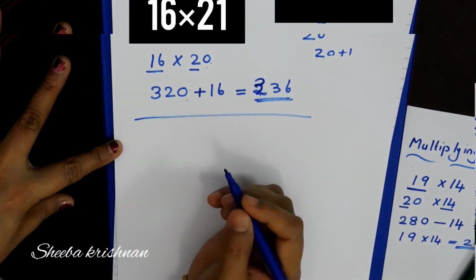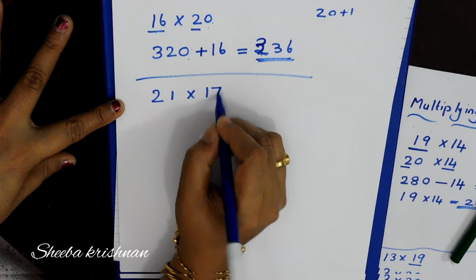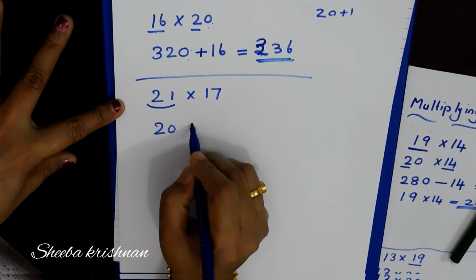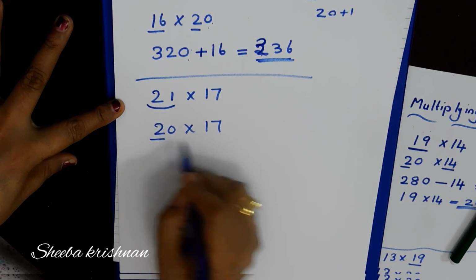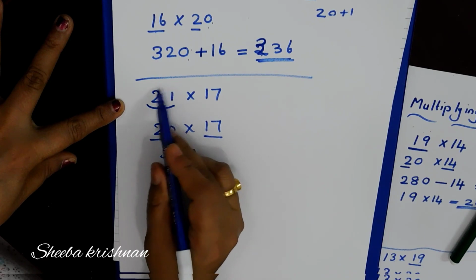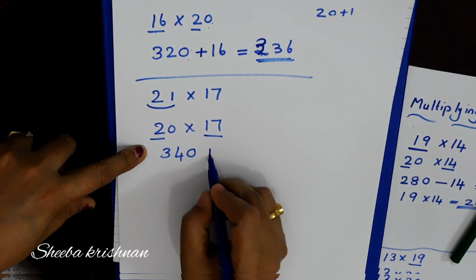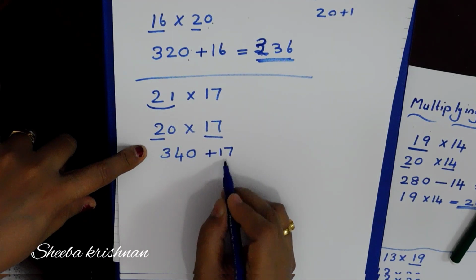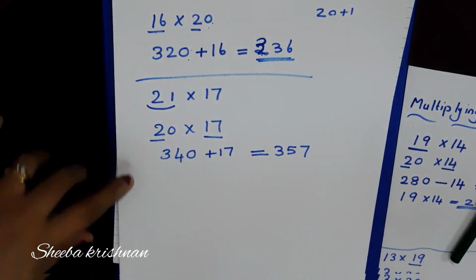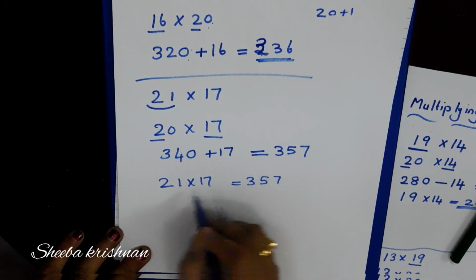Okay, let us take another example. 21 times 17. So here also instead of 21 we will take 20. 20 times 17 we will find. So 2 times 17 is 34. Then we add 0 to the right. Then we want to find 21 times, we found 20 times only. So one more time 17 we have to add. So 340 plus 17, that is 357. So 21 times 17 is 357.